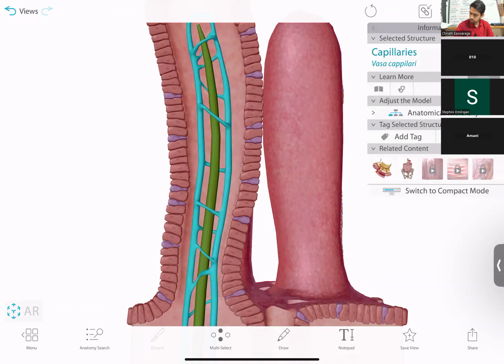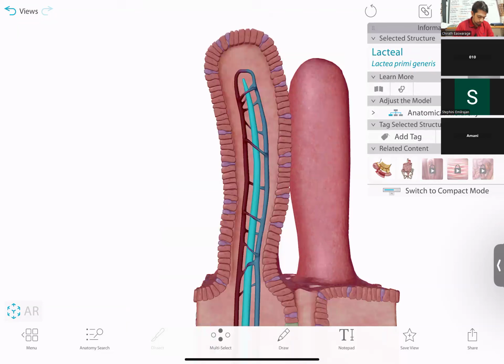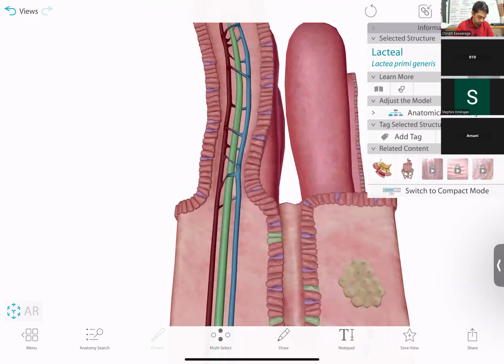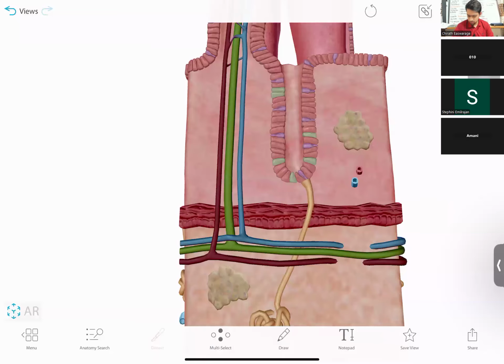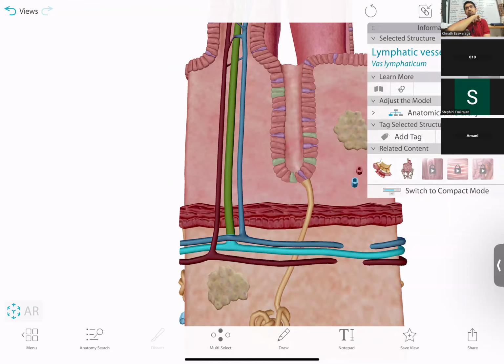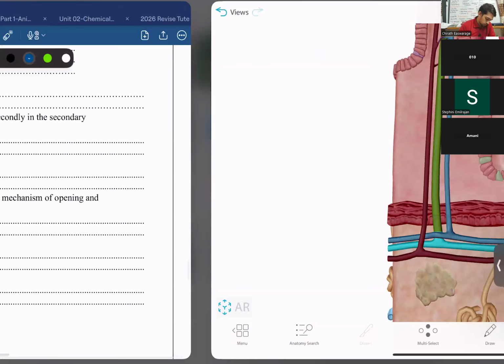What is this green color structure? The lacteal. The lacteal is connected to the lymphatic system. The fats that are absorbed by the lacteal are going to be transported through the lymphatic system, then into the blood circulatory system. Right? So that's one of the functions of the lymphatic system.